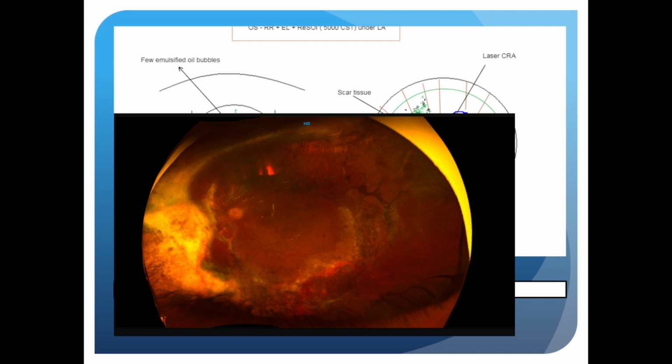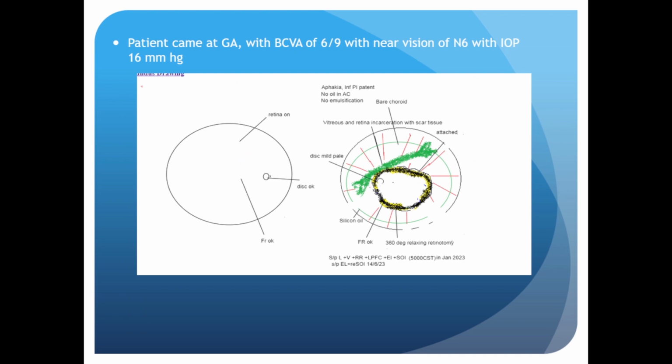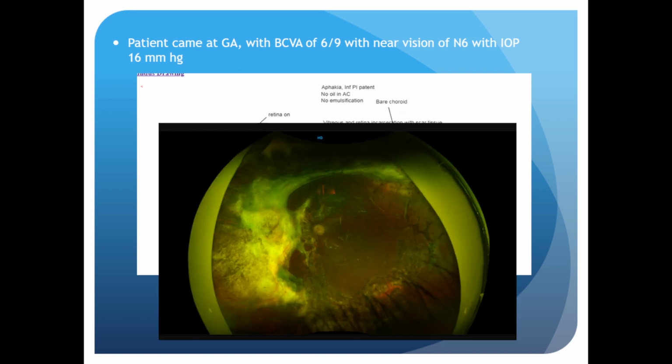So this is the post-op picture. The SRF was gone in this, and this was the limited RR and laser marks after that. So when we did the OCT, it was totally fine. The fovea was well attached, and the rest of the retina also looks attached. And the patient came at GA with a BCVA of 6.9 with a near vision of N6, and the IOP was also normal with 16 mm of HG.